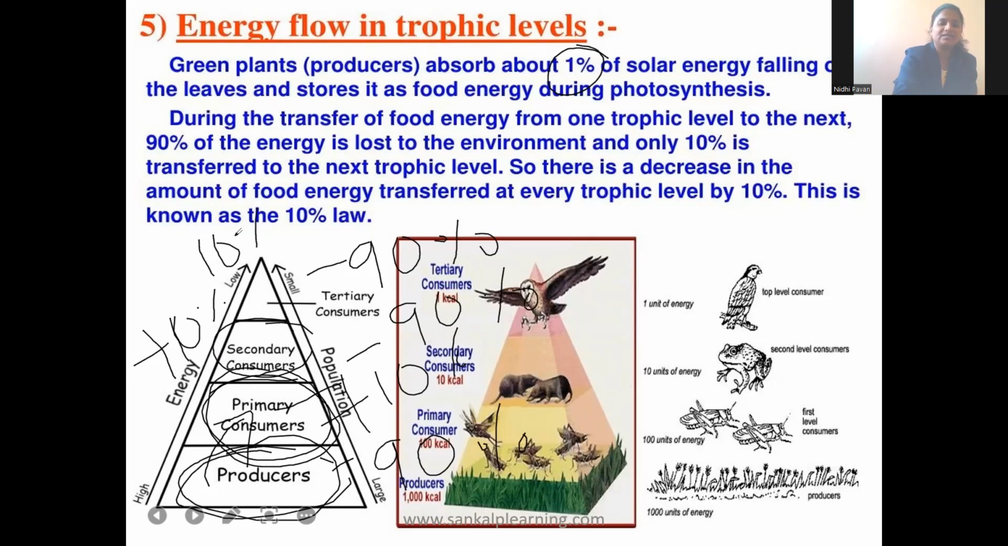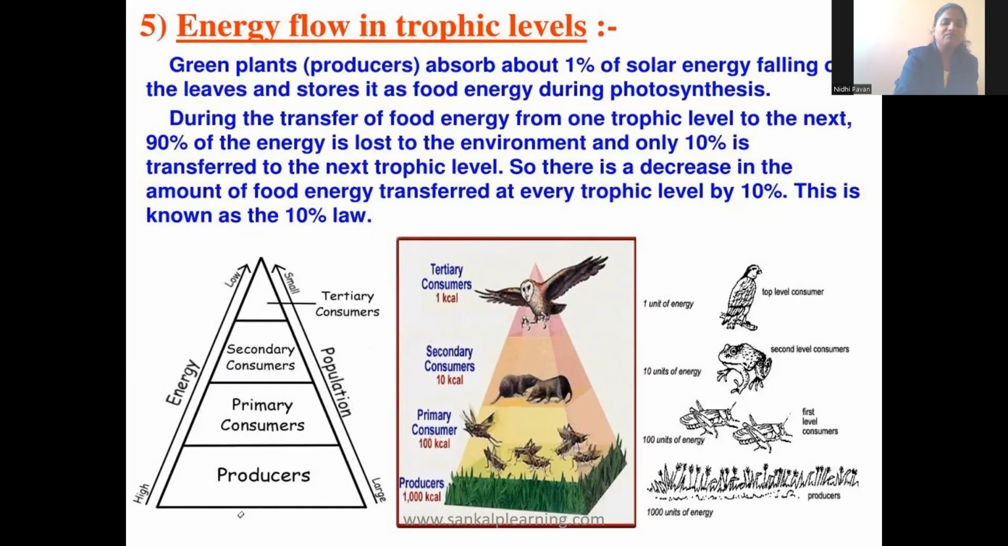As you can see, the width of the pyramid here indicates the energy. As the trophic level increases, at the last trophic level you can see a very small amount of energy. This indicates that the highest trophic level will be getting a minimal amount of energy. So usually the higher trophic levels will be the human beings.